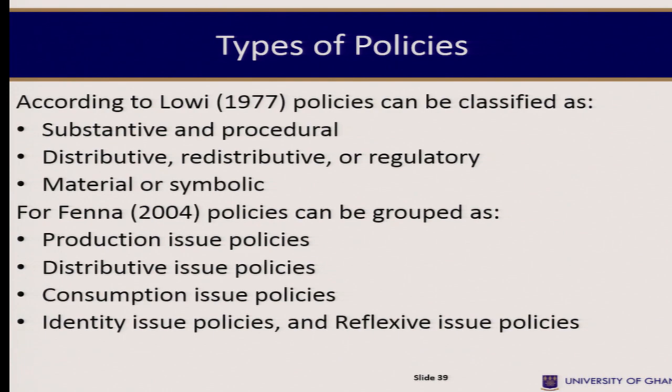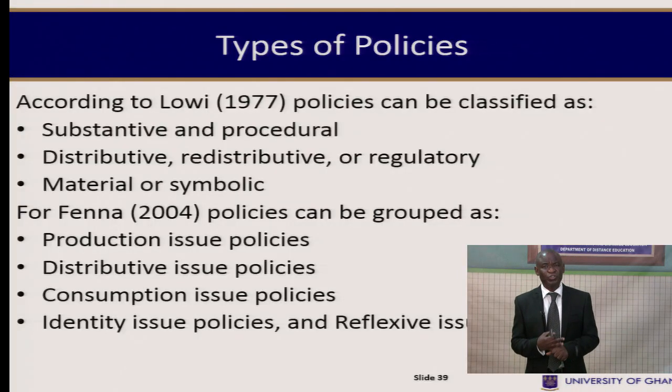Now, let's look at types of policies. According to Lowi, policies can be classified as substantive and procedural, distributive, redistributive, or regulatory. Or policies can be material or they can be symbolic. Now, when we say policy is substantive, it means that we are looking at concrete things that policy is going to bring to us. When we say policy is procedural, then we are looking at the mechanism, the processes we are going to follow to be able to deliver something that we can call policy.